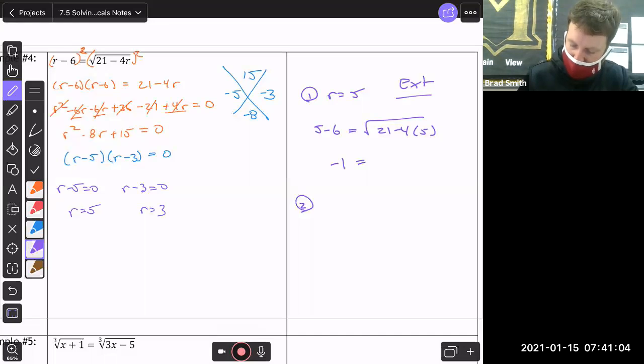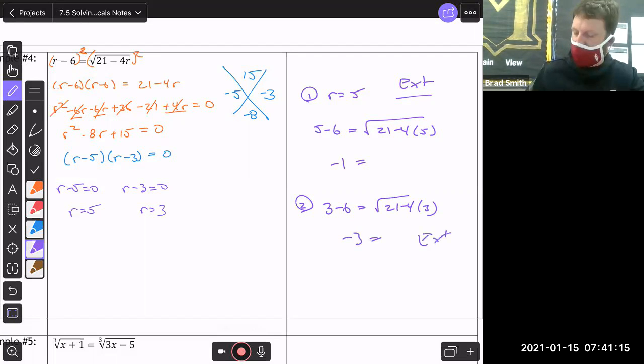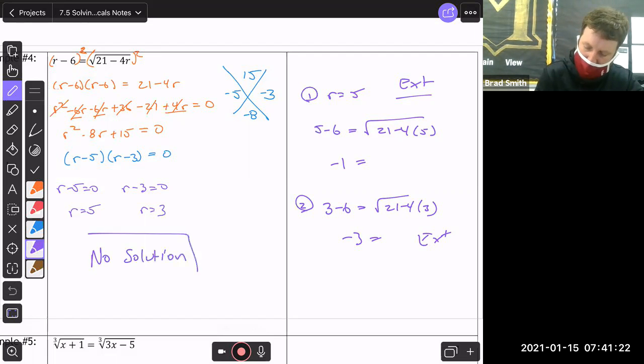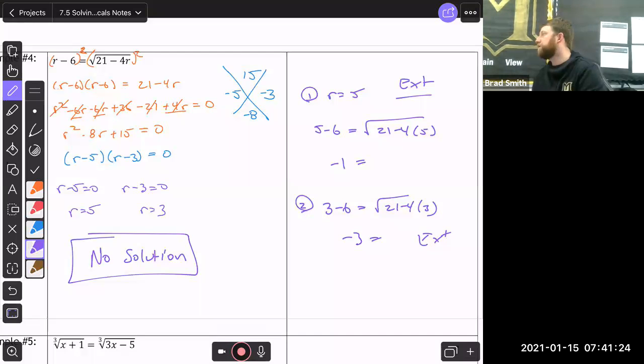Now if I check 3, I get 3 minus 6 is equal to the square root of 21 minus 4 times 3. I got negative 3 equals something, so I know this is extraneous too. So you have 2. Wow. So my answer here is no solution. The 2 that I got are both extraneous solutions. So therefore, there's not going to be an r that you can plug in that will work.